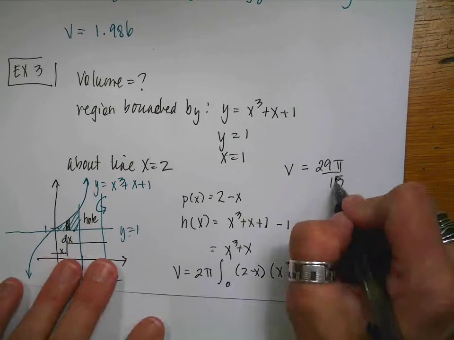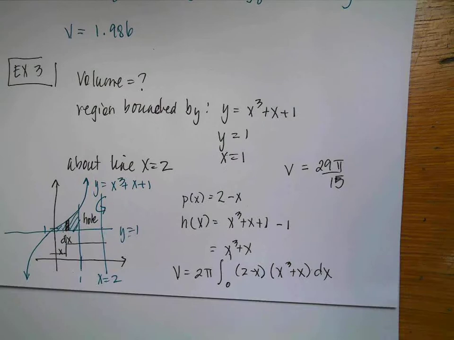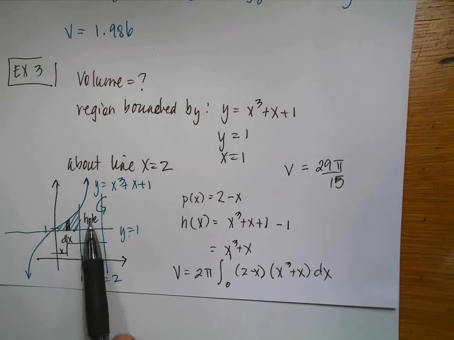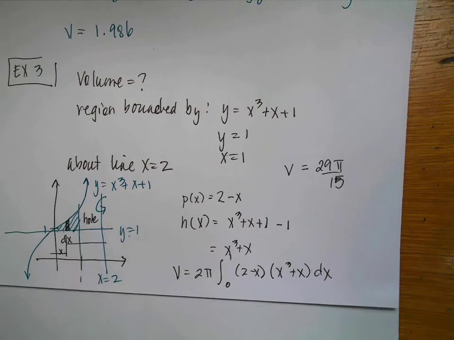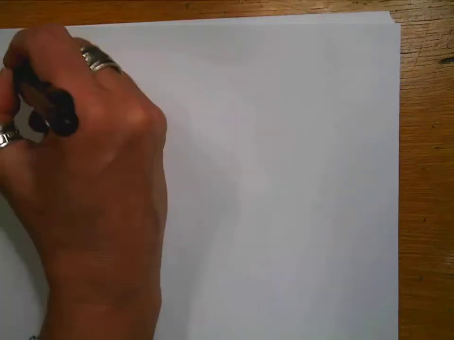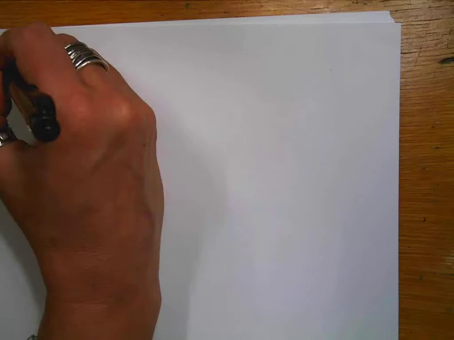And again, it doesn't matter whether it's a 15. It doesn't matter whether your answer is in terms of pi or a decimal. So six of one, half a dozen of another. The cool thing about the shell method is it manages this hole very nicely. All right, I have one more example.